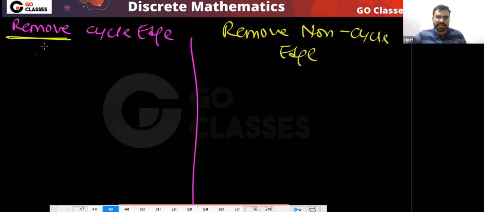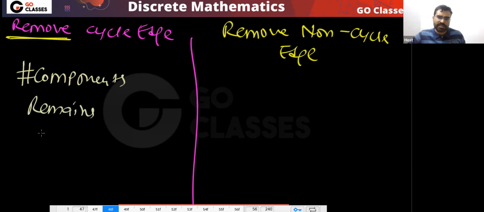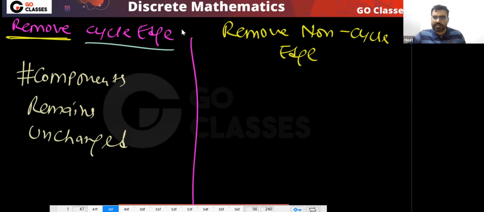So if you remove cycle edges, then what will happen? You are removing a cycle edge, then the number of components will remain the same. The number of components remains unchanged. If you remove a cycle edge, then the number of components will be unchanged.